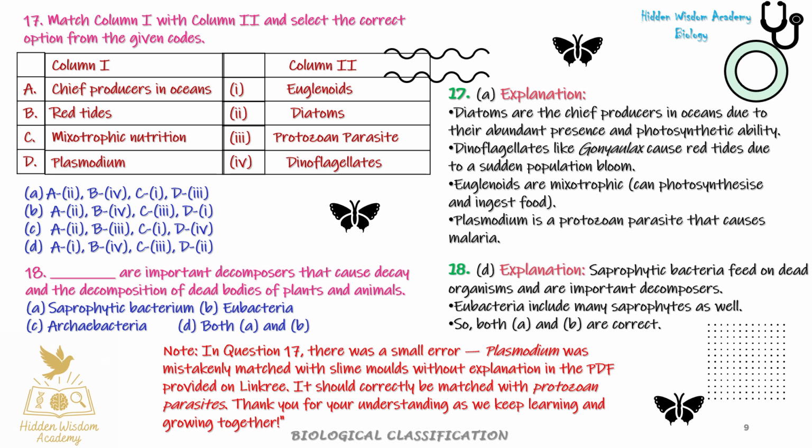A-2, B-3, C-1, D-4. Option D. A-1, B-4, C-3, D-2. Explanation. Diatoms are the chief producers in oceans due to their abundant presence and photosynthetic ability.